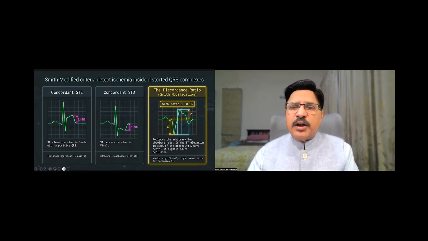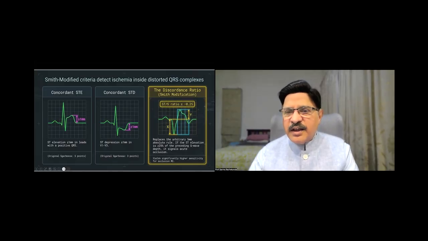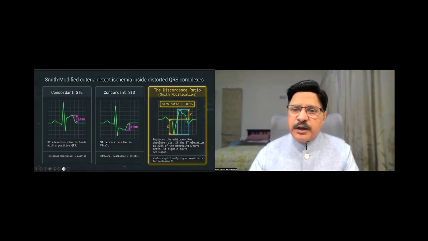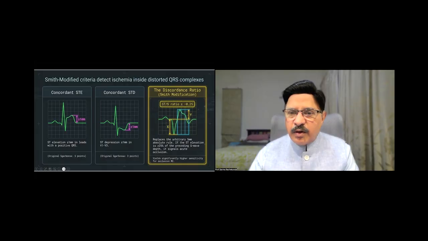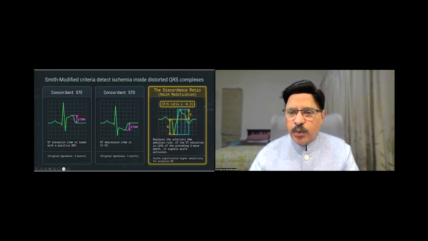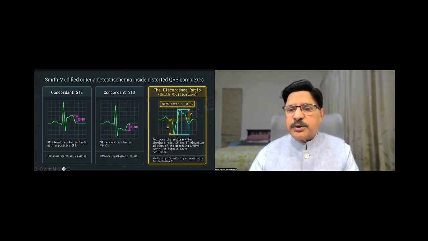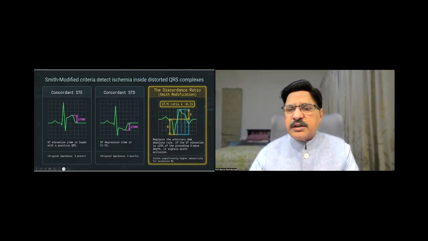The discordance ratio. What is discordance ratio? Smith's modification: ST by S. This is ST, this is S. This is the S wave, and this is the ST segment. The ST segment elevation is at least more than 25% of this S wave. It replaces the arbitrary 5 millimeter rule. ST elevation of more than 25% of the preceding S wave. Now what am I doing? I'm comparing the preceding S wave with the ST segment.